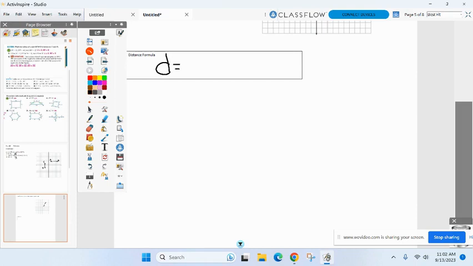D for distance equals, you probably saw this last year, square root, radical, whatever you called it. Underneath the square root, you have a set of parentheses. In those parentheses are the following: x2, not x squared. Look where I put the 2. That's called a subscript. It's not squared. Minus x1. Now, I'm going to add more here. I'm not done with the distance formula.